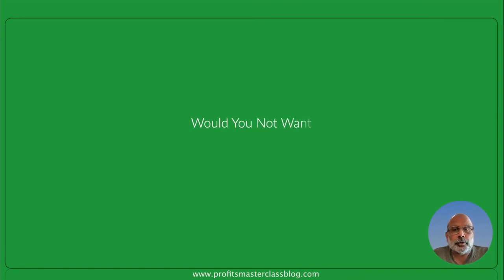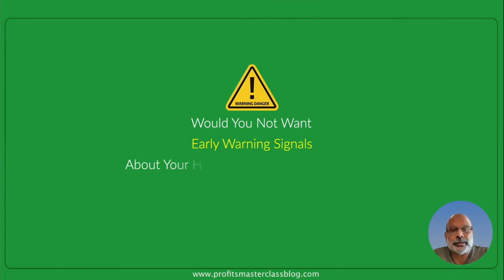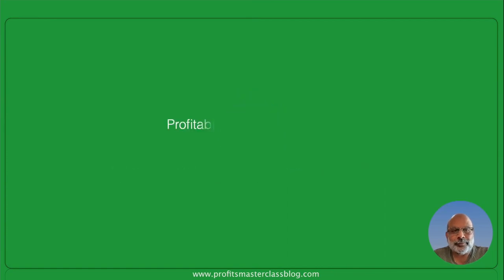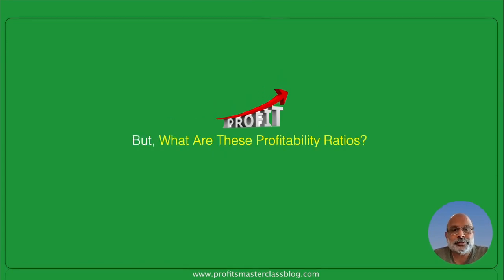Would you not want to know early warning signals that tell you something about your hotel's long-term sustainability, as in the ability to survive over a longer period of time? Well, profitability ratios are those early warning signals. But what are these profitability ratios?